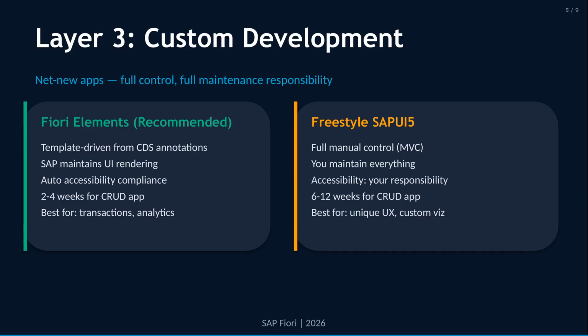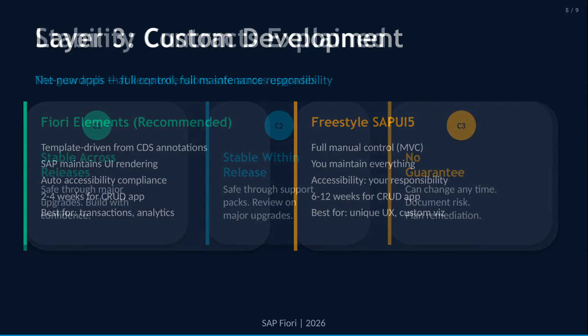Freestyle UI5 gives you full control over every pixel. You build the view, the controller, and the routing from scratch. Use Freestyle only when Fiori Elements cannot express your user experience. Custom apps live in the Z* or Y* namespace by convention. They are entirely your responsibility to maintain through upgrades, and they receive no automatic patching from SAP.